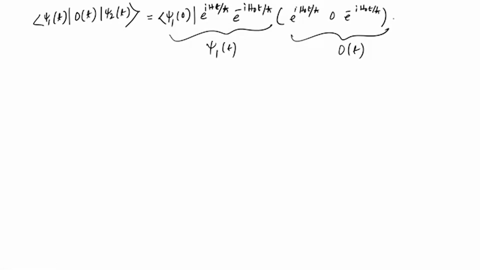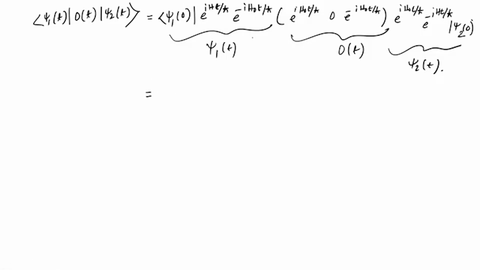And now we are going to write exponential i H naught t by h cross, exponential minus i H t by h cross, and finally we have psi 2 at 0. Sorry, this is not psi 1, it is psi 2. So, this is psi 2 of t. Okay. So, that is the expectation value in the interaction representation.